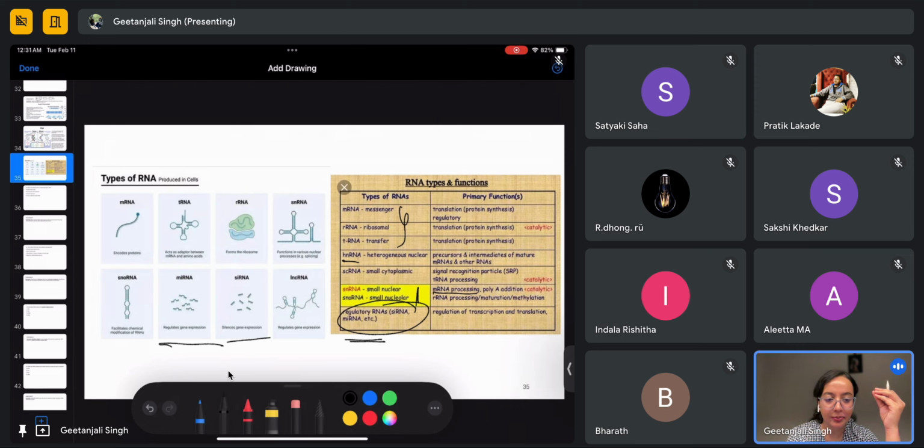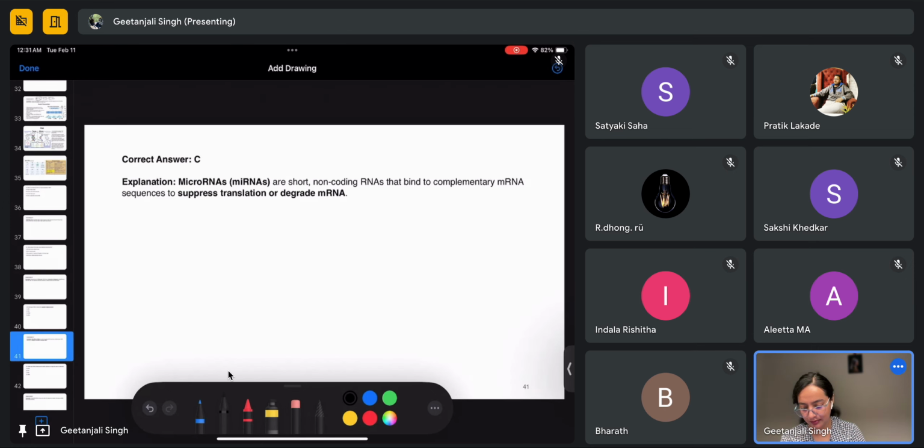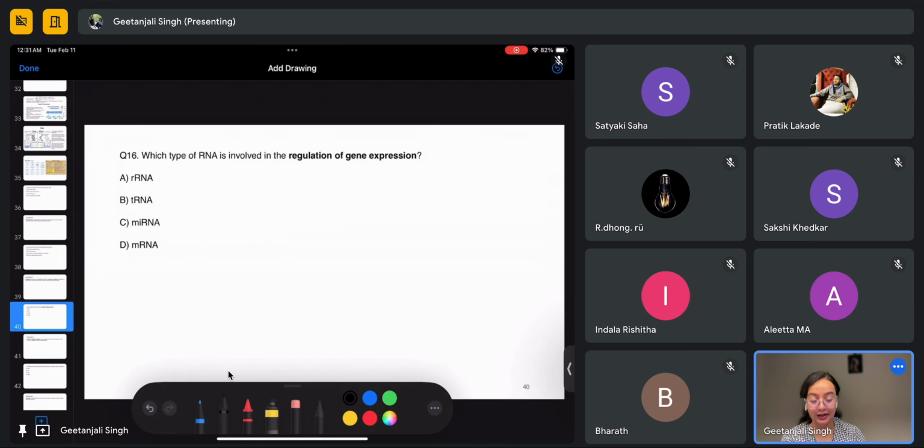The main things that you have to remember are tRNA, mRNA, and rRNA. All the others you can just remember because they are not involved directly in the process of transcription or translation. They have a very minute role to play, important but minute. So it's better just to remember. The correct answer here is miRNA.